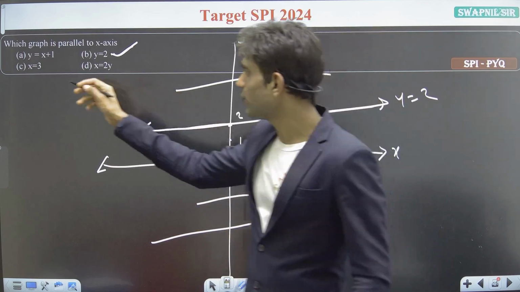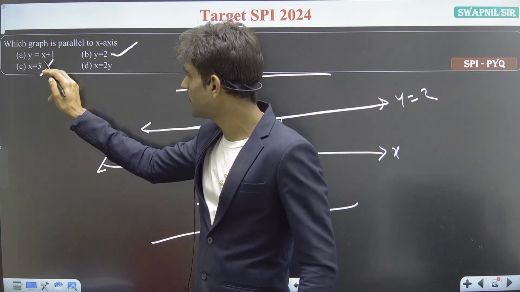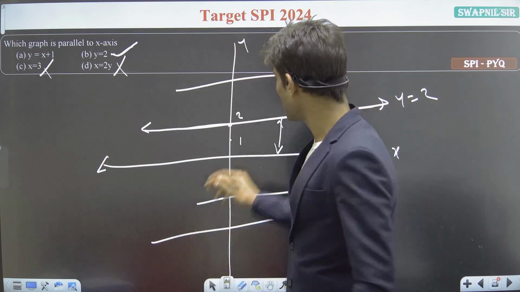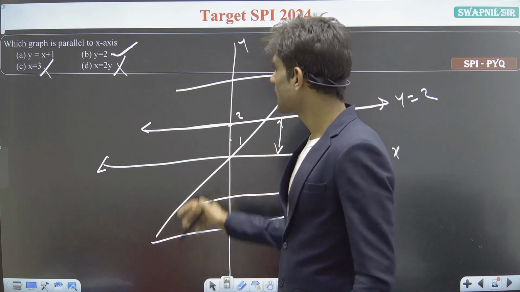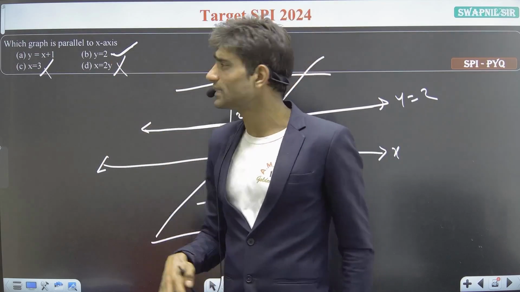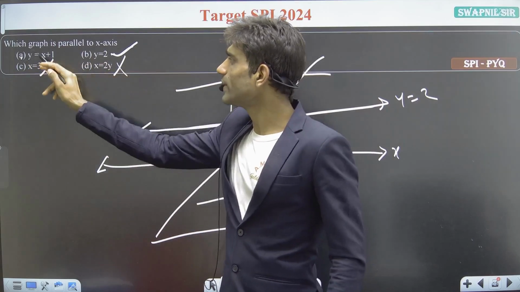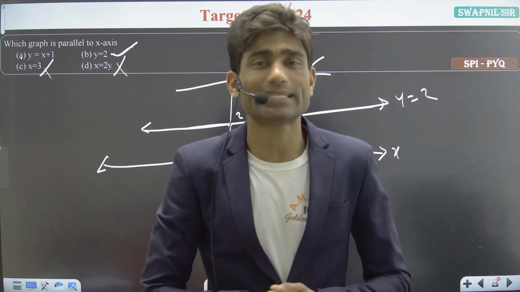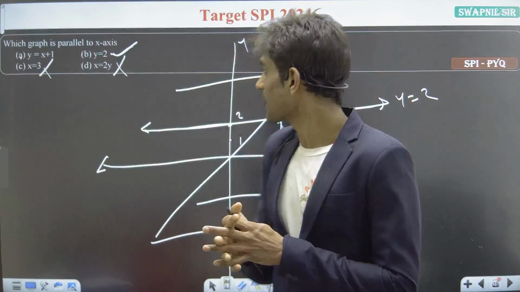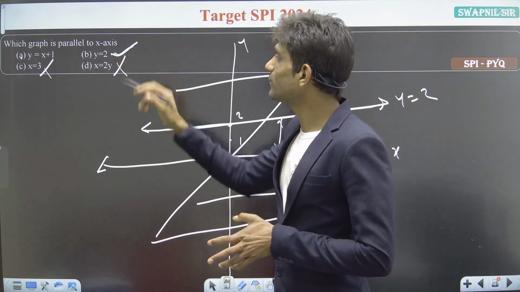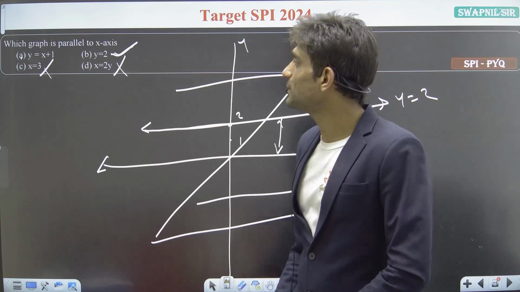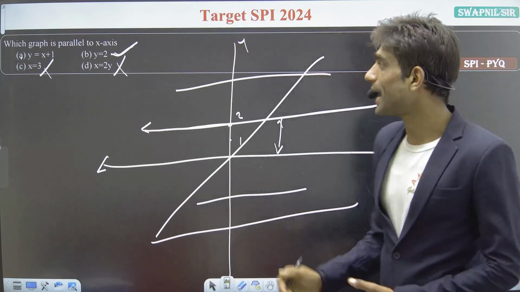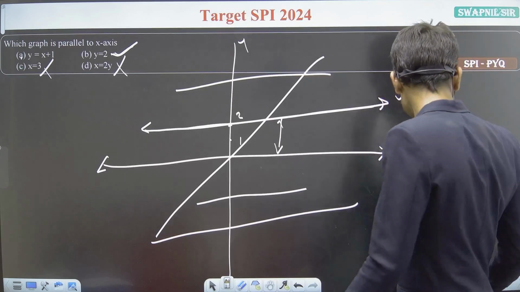The remaining lines: x equal to 3 is perpendicular to the x-axis, and x equal to 2y goes in this way, which means it is also crossing the x-axis, not parallel. If both x and y are present, the line passes through the x-axis and y-axis. So our required answer for this example, the graph parallel to the x-axis, is y equal to 2. I hope you all have understood this solution.